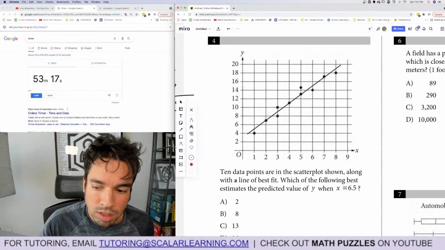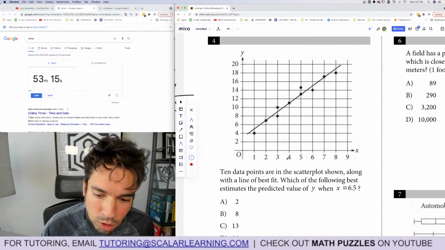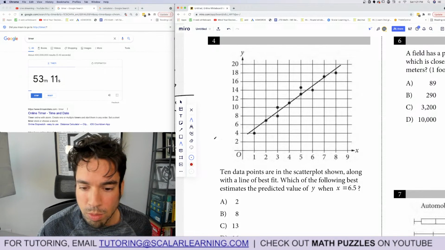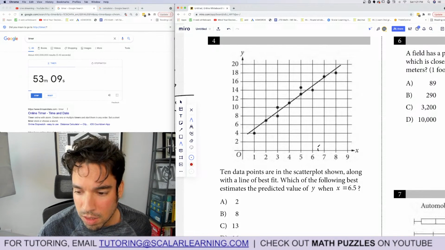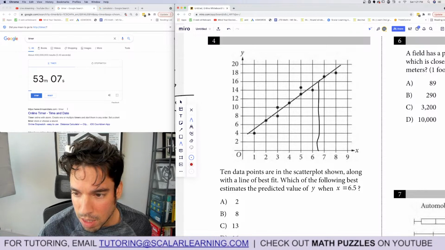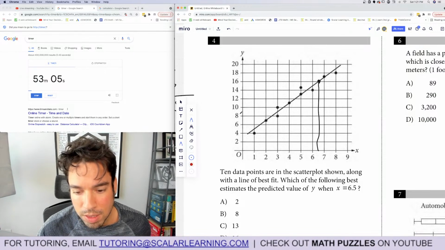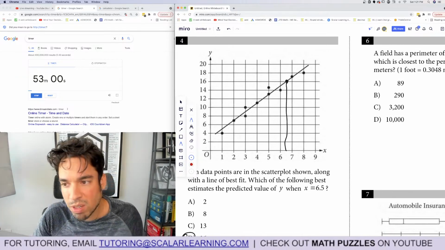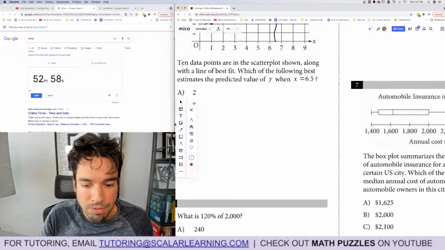Number 4. 10 data points are in the scatter plot shown, along with the line of best fit. Which of the following best estimates the predicted value of y when x equals 6.5? So here would be 6.5. Pardon my line. Boom. It looks like it would be 16. Boom. Done. We're using the line of best fit. That's the predicted value.